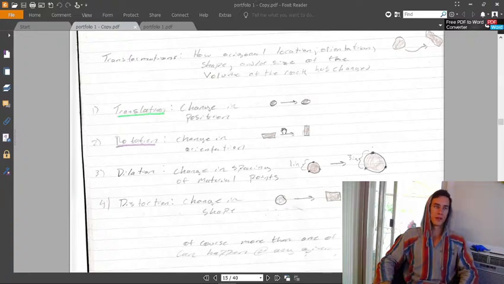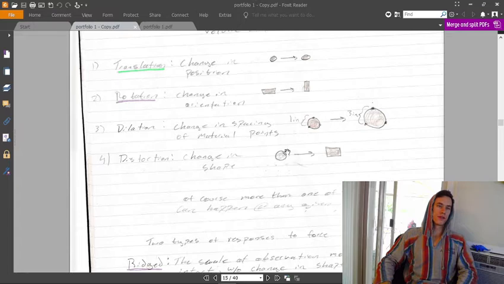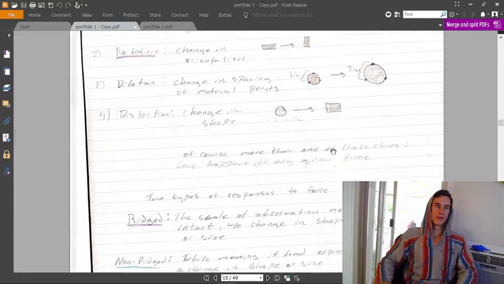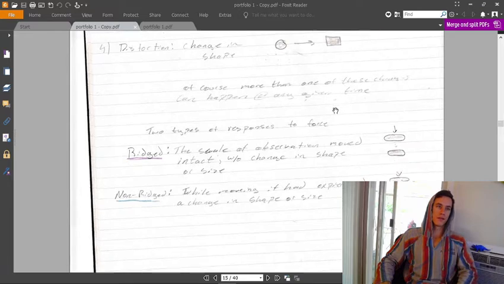You can see it as rotating up and moving to the right. Let's say this piece goes up, so its rotation is clockwise and its translation is to the right. Dilation is the change in spacing, so like these are 1 inch apart, now they're 3 inches apart because they've been dilated. Distortion changes the shape. Of course, more than one of these changes can happen at any given time.